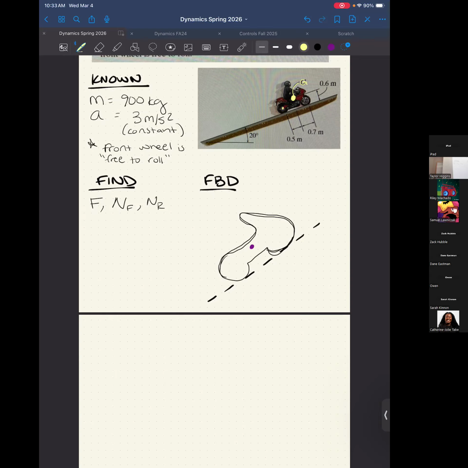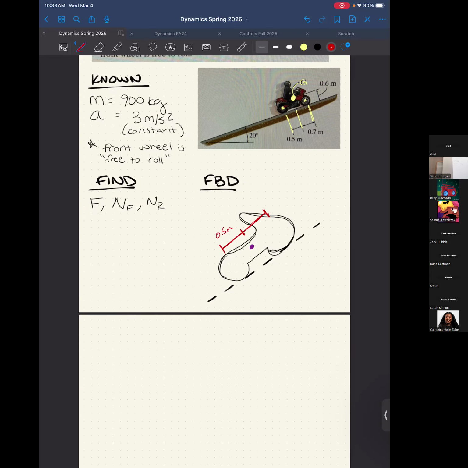So it's showing us here that from one wheel contact point to G, it's 0.5 meters. And from the other wheel contact point to G, it's 0.7 meters. So I'm going to include that as well. Maybe draw that. And of course, it's not to scale, so I apologize.